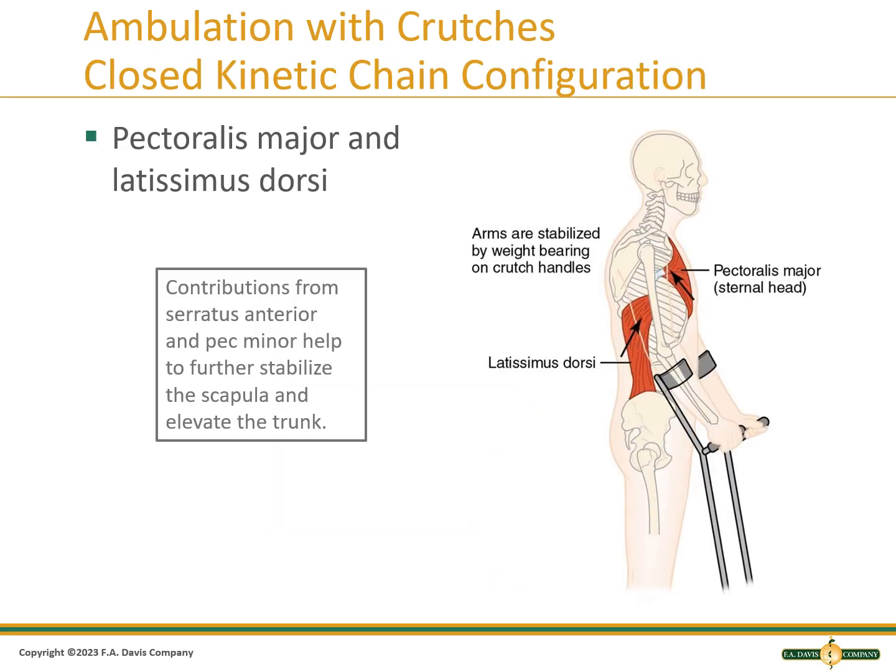So we talked about crutch walking in the shoulder girdle chapter, where we have serratus anterior and pec minor that contribute to stabilization and elevation of the thoracic cage. But looking at our shoulder joint muscles, we have pec major and latissimus dorsi that also contribute. So our arms are stabilized by weight bearing on the crutch handles, making them fixed in a closed chain motion so that we have movement of the thoracic cage, including the shoulder girdle.